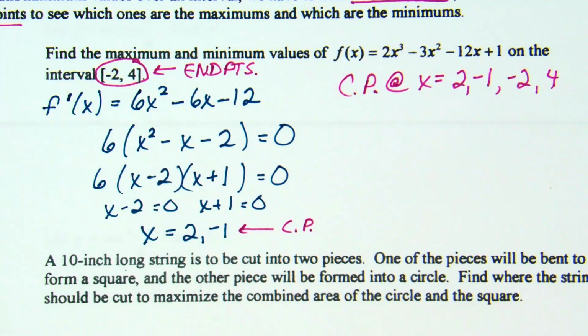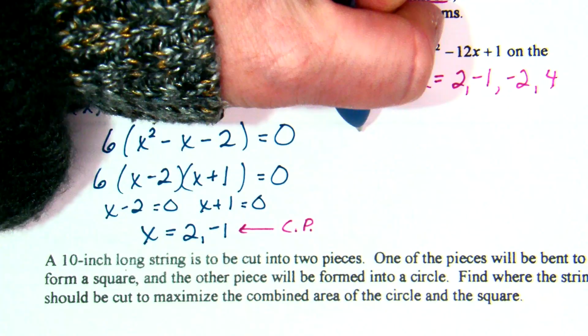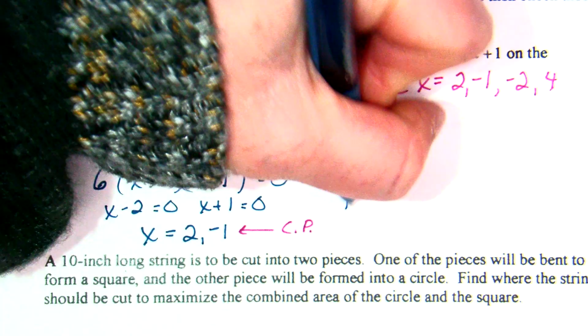The question was, find the maximum and minimum values. How can I find the maximum and minimum values here? Yeah, take each of those 4 critical points and plug them into the original equation. So that means we have to find f of 2, f of negative 1, f of negative 2, and f of 4.